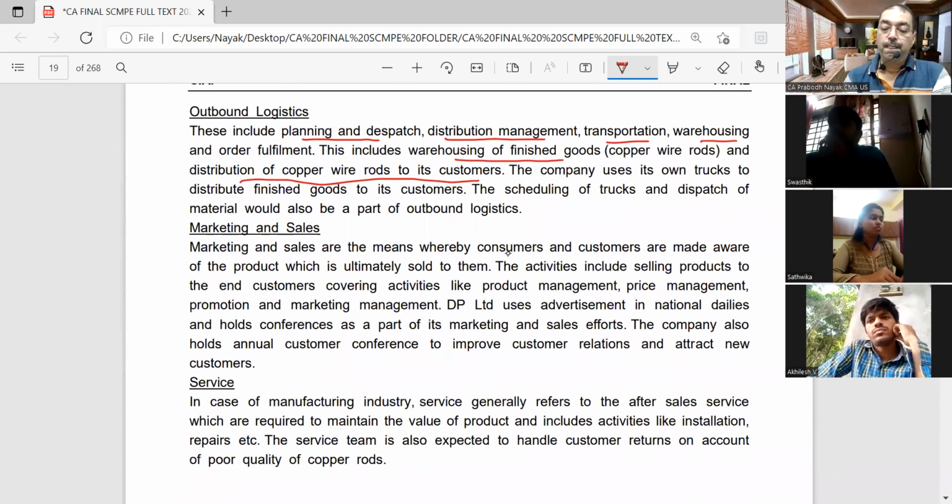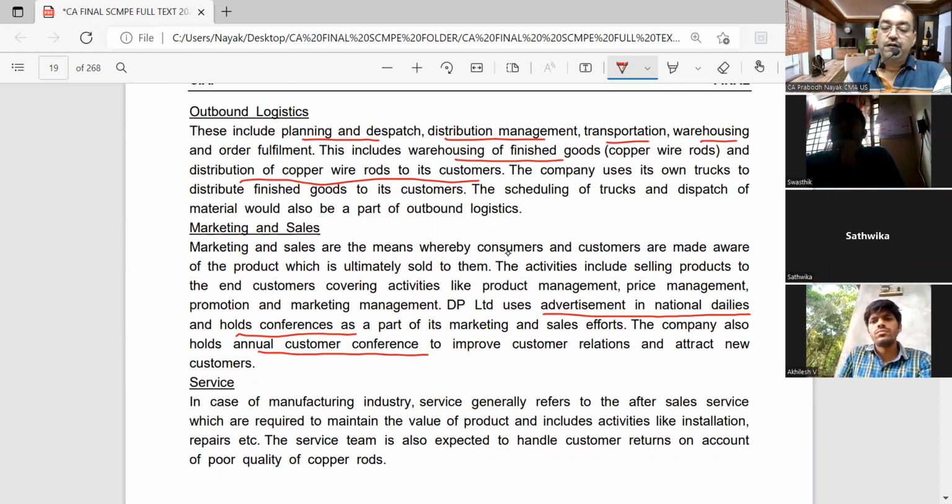Marketing of goods. Okay. DP Limited is using advertisement in national dailies and world conferences as a part of its marketing efforts. Annual customer conference is done.